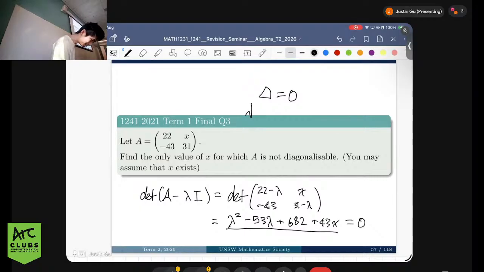Okay, I'm probably not going to calculate it out for you. The discriminant is 53 squared minus 4 times 682 minus 4 times 43x, and we know that this has to be equal to 0 so that it has only one solution. I think that tells you something like 172x is 81, so x has to be 81 on 172.